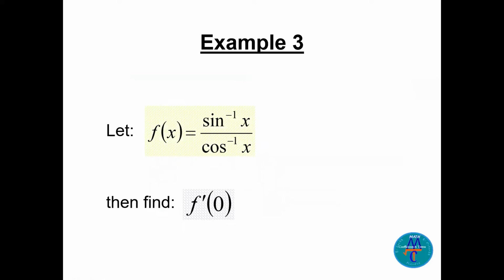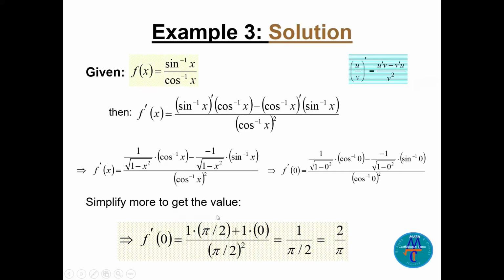Example number 3, medium question. f of x is equal to inverse sine of x divided by inverse cosine of x. Let's find f prime at 0. Okay. If we look at this function here, we have to remember the quotient rule. The derivative of u over v will be, remember, u prime v minus v prime u divided by v squared.